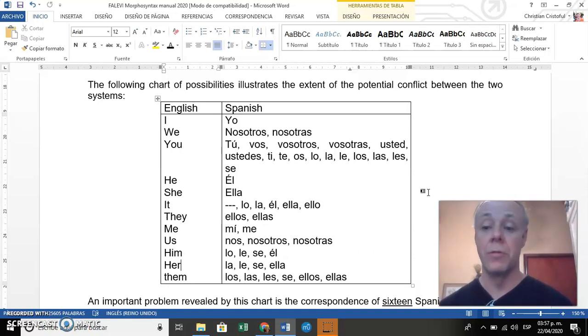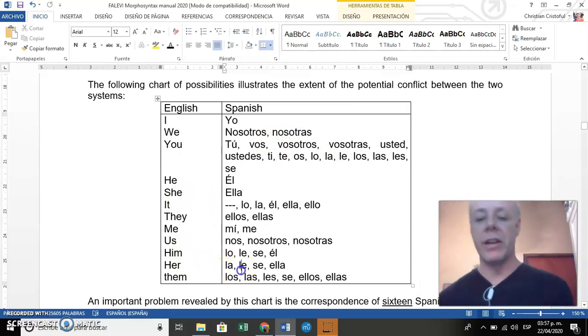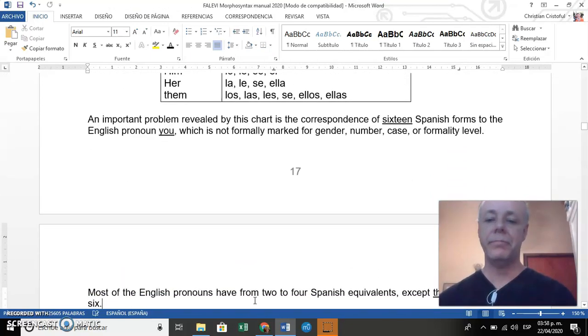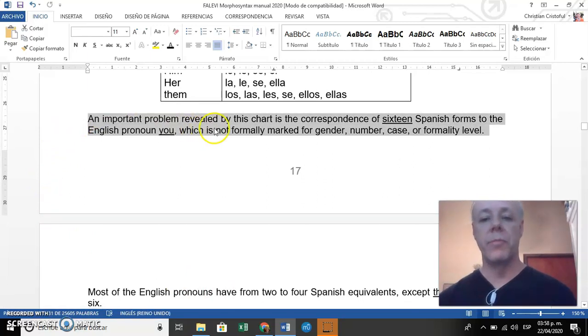Poor people, they need to take into account number, gender, and reflexive form, etc., etc. Too many things into account. We do have problems with his and her, for example. Him, her. Usually when we're learning English, we have problems with that, we Spanish speakers. Okay, look what it says here. An important problem revealed by this chart is the correspondence of 16 Spanish forms to the English pronoun you, which is not normally marked for gender, number, case, or formality level.